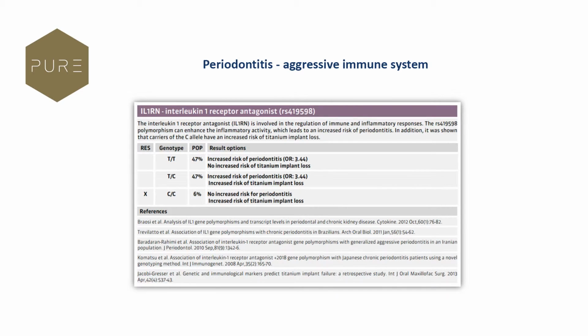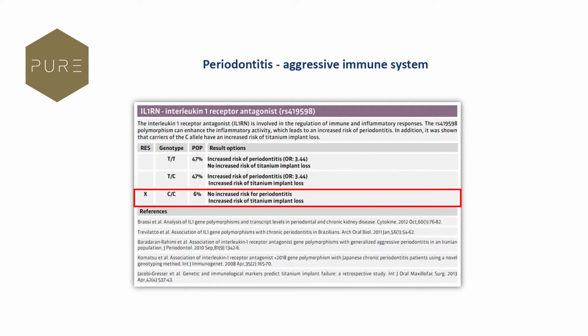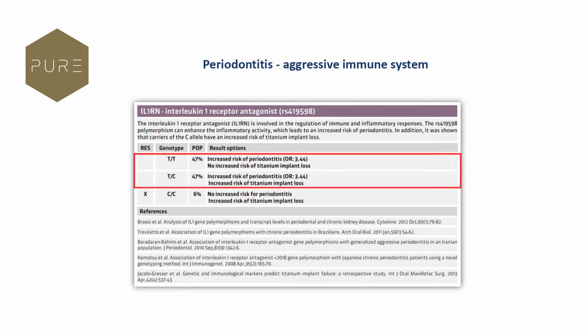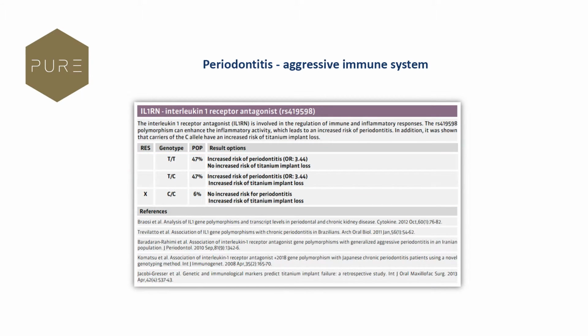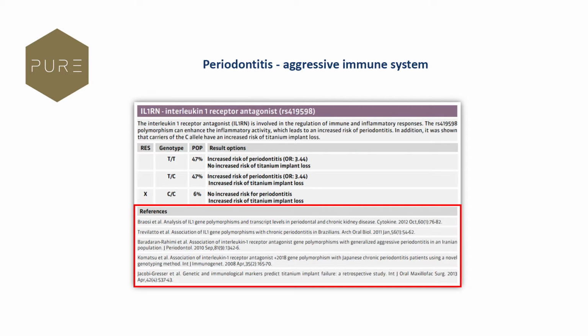And this is a screenshot from one of the reports. In case you haven't seen this before and you don't know what it means, I would really recommend that you watch the training of simple disease risk statistics. I will explain it all to you. But this here is the IL-1RN, interleukin-1 receptor gene. This is what it does. 6% have the CC type with no increased risk, and 47% have a 3.4-fold risk of periodontitis. And these here are the scientific studies behind it.